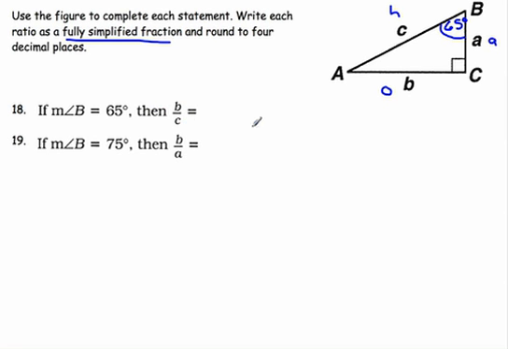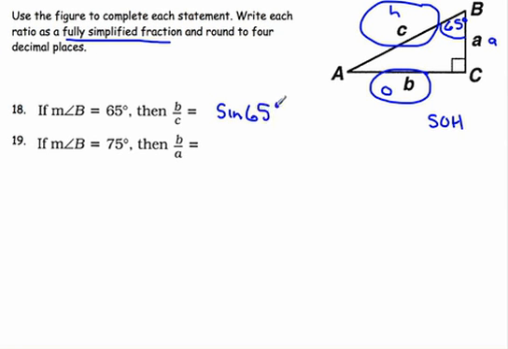Then it's saying B over C equals what? So if I'm dealing with B and C, that sounds like my opposite and hypotenuse again. That sounds like I'm dealing with sine. So again, this is going to be my opposite over hypotenuse, so I'm going to be dealing with the sine of 65 degrees. B over C is my opposite over hypotenuse. That's how I knew it was sine.